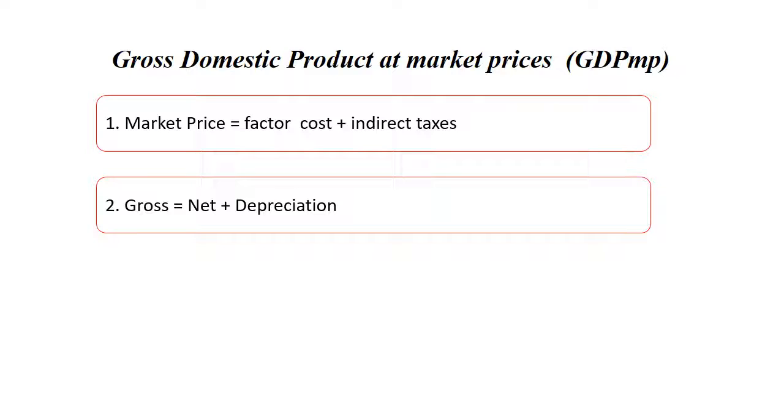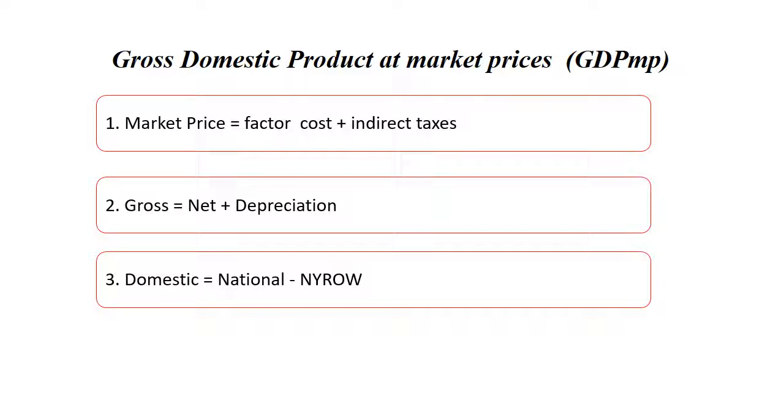The second relationship we should know about is the relationship between gross and net, and these two are related through depreciation. Depreciation relates to the loss in value of a machine. For example, you buy a machine for $1,000 and it is expected to last for 10 years. Then every year you are losing about $100 in terms of value of the machine, and that is called depreciation. Once again, gross equals net plus depreciation.